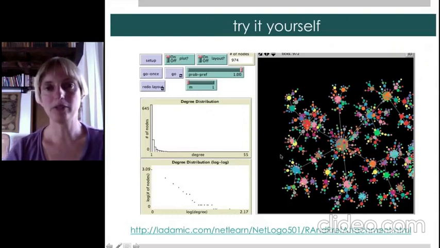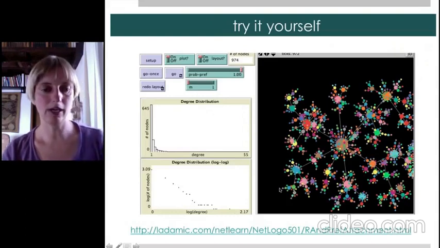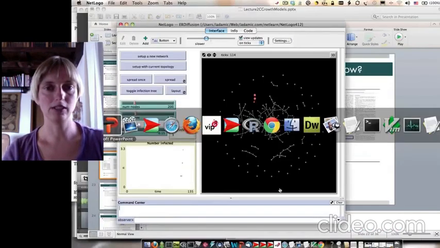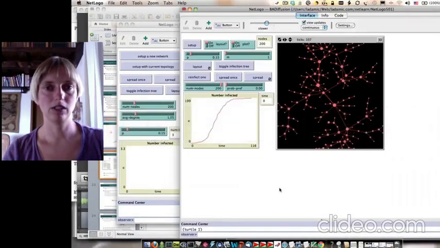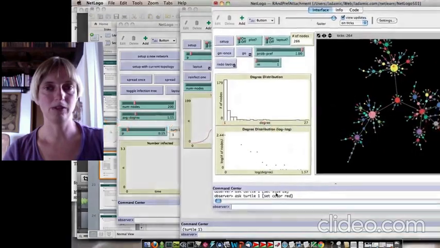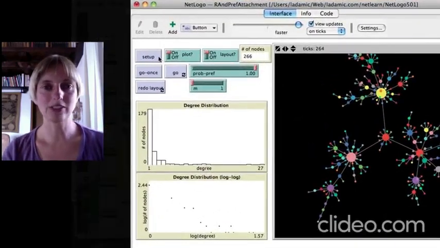So you'll have the opportunity to try this yourself. So let me see if I can switch to the model. Not this one. This one, not this one. Okay, please be this one. Okay, great. So sorry about that.